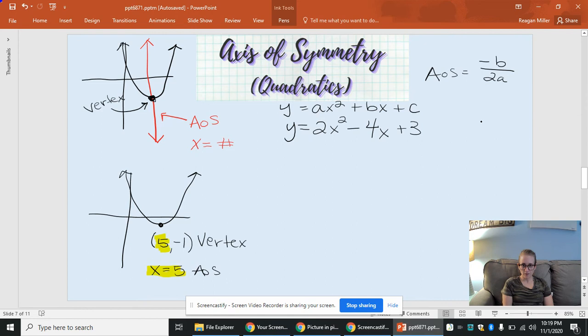For the example I've given you, a is equal to what? 2. And what is b? b is equal to -4. All right, so I'm going to take my axis of symmetry formula, and I'm going to say the opposite of b, our b is -4, all over 2 times a, which is 2.